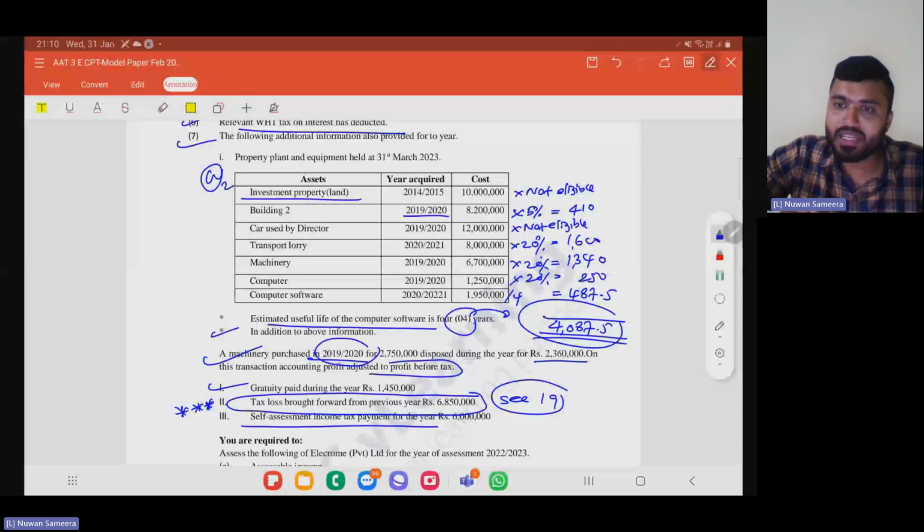What is the applicable VAT rate? The applicable VAT rate is 15%. In your question, they will definitely give it. Right? 15%.